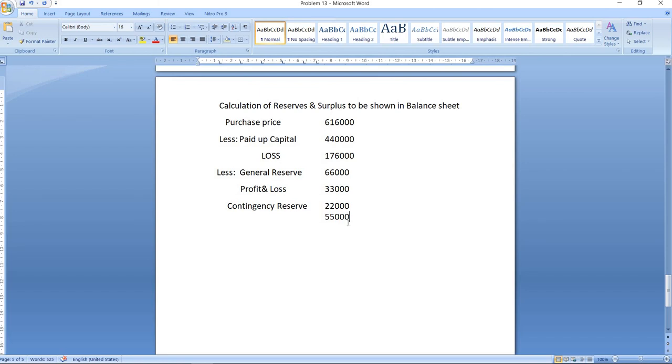Now this is loss. It is not profit, because the loss is more than the reserves and surplus. So this is the amount that will be shown in the balance sheet in profit and loss account. This amount will be debited to profit and loss account. Why debited? Because it is loss. This loss will be shown, that will be taken to the balance sheet. I hope you have understood. Okay, so this is how you solve the problem.